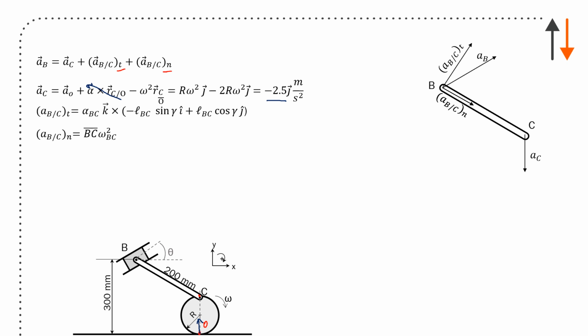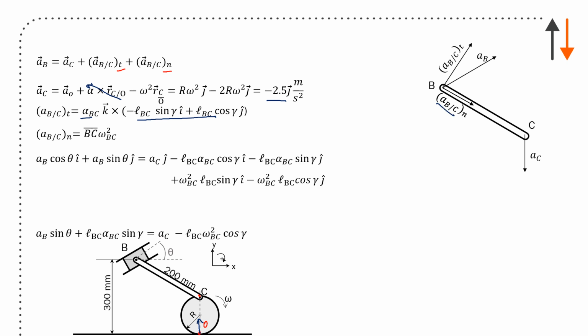The acceleration of B with respect to C tangential is alpha BC crossed with the distances, and the acceleration of B with respect to C normal is just going to be this right here. Moving on, you have then the acceleration of B in terms of its cos and sine components, which you know from the geometry, and you have that theta right there. I didn't talk about the gamma, but we talked about gamma in the last slide.